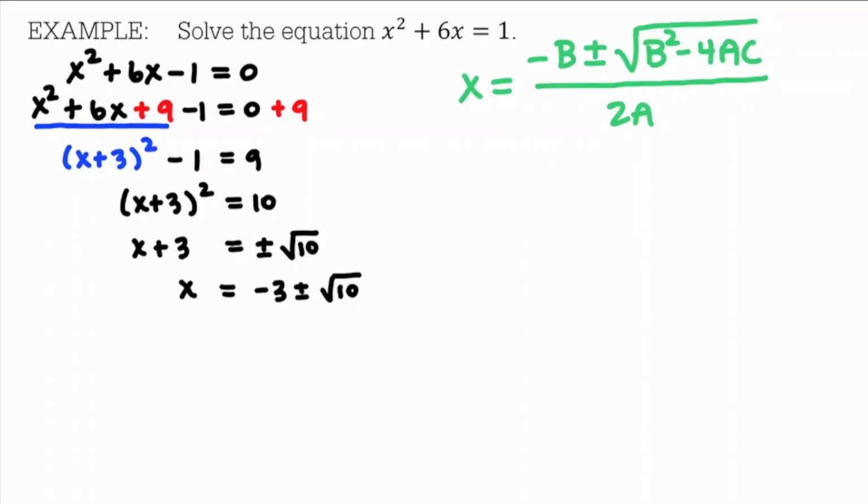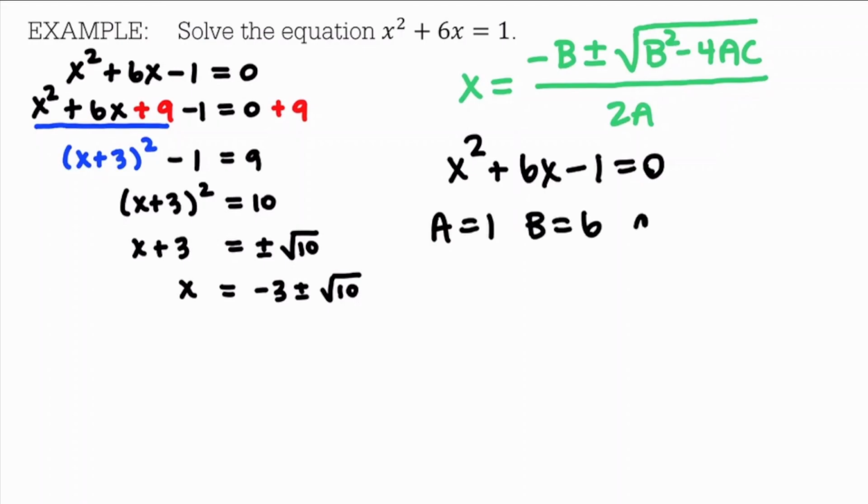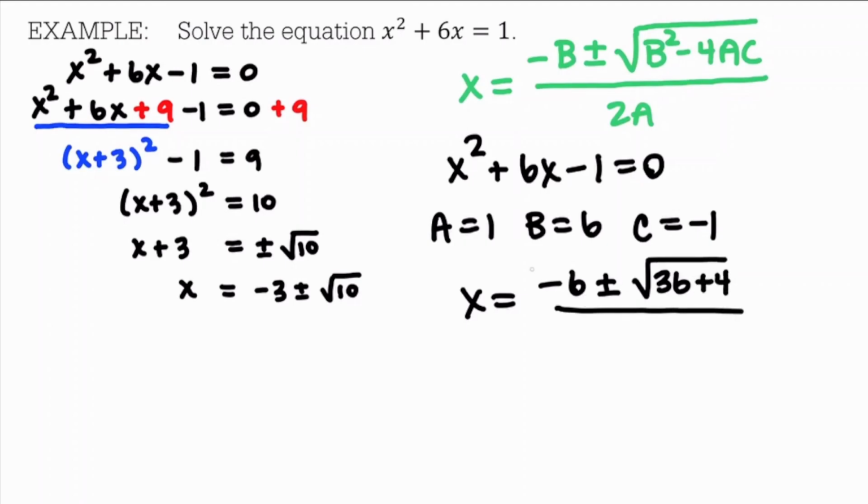Alright, so if we were equipped with this formula and confronted with x squared plus 6x equals 1, we would set the thing equal to 0 because the quadratic formula only works when your quadratic is set to 0. We'd identify the value of a, that's the leading coefficient, is 1, b is the number of x's, c is the constant, and then we'd say, alright, x equals -b plus or minus the square root of b squared, which is 36, -4 times a times c would be +4, all over 2 times 1.